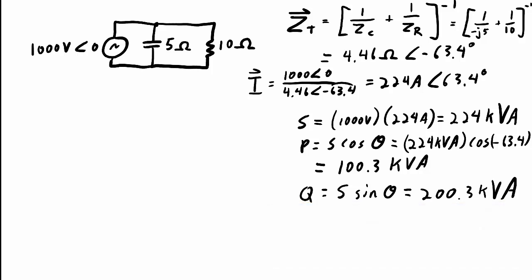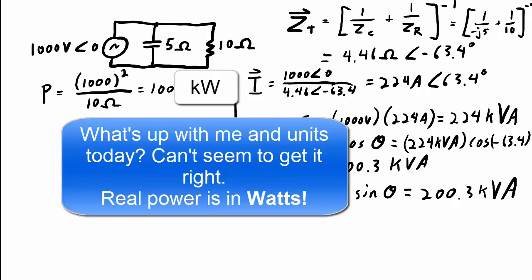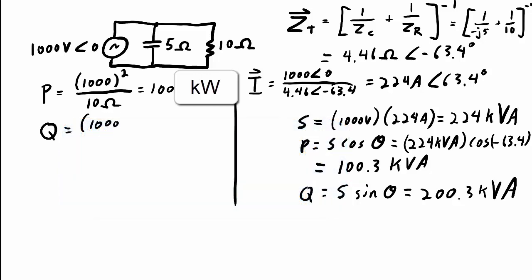That's actually a little bit easier in this particular case because I've got these components in parallel. I know the voltage that's across them. So for the resistor, I can calculate the power as 1000 volts squared divided by the resistance of 10 ohms. That works out to 100 kW. The reactive power, same voltage applied across the capacitor, over the 5 ohm reactance of the capacitor, works out to 200 kVAR.